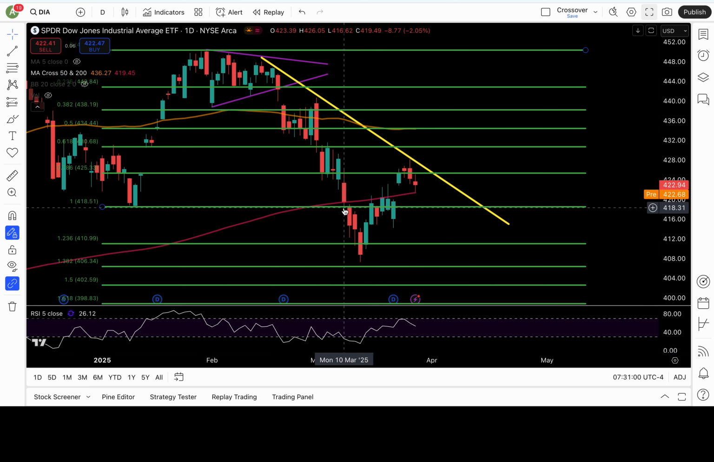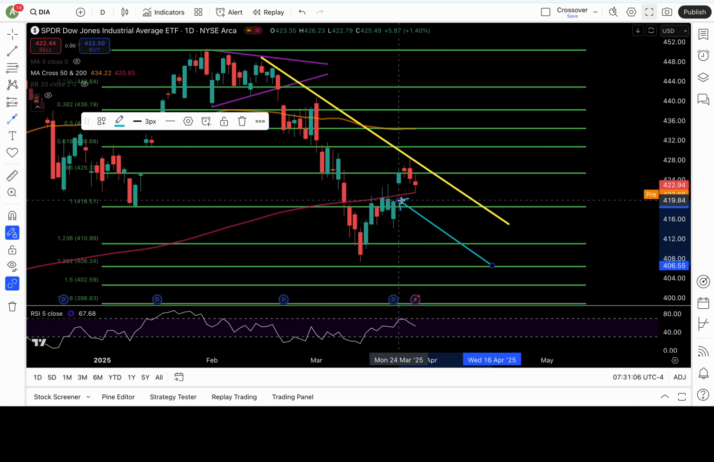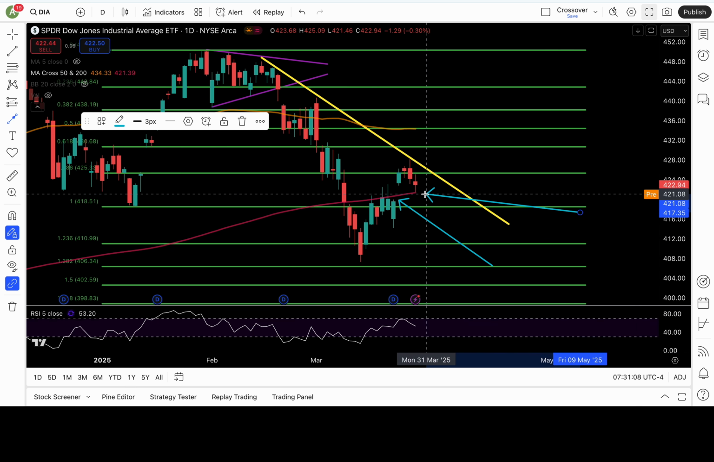We lost the 200 daily moving average. We recaptured the 200 daily moving average. That's a false breakdown setup. And we also back tested it as support, turning it back into a support. Bullish price action behavior, but it will need follow through.